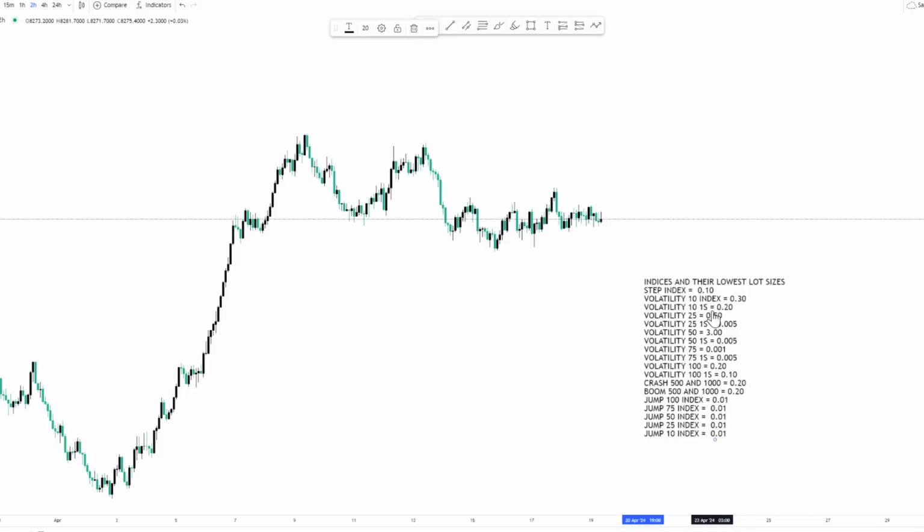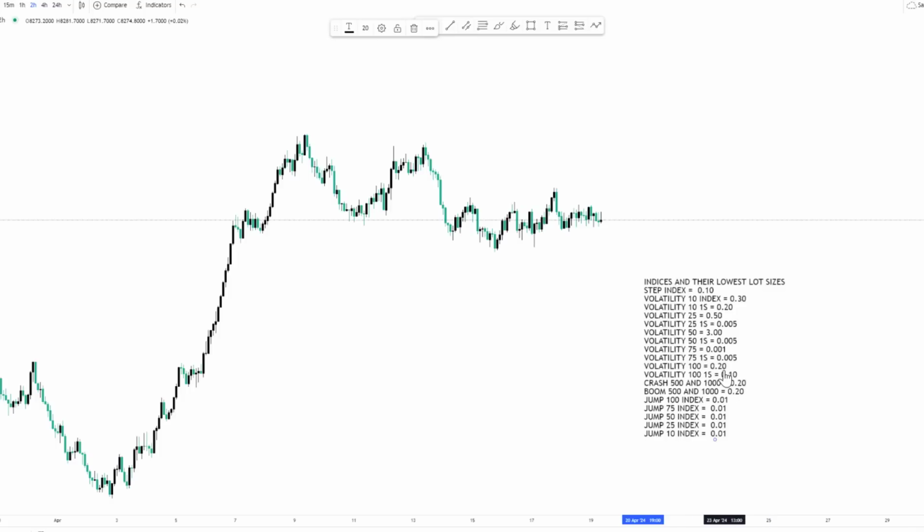For step index, this is the lowest lot size right here. For volatility 10, this is the lowest lot size. For volatility 10 1s, this is the lowest lot size. For volatility 25 itself, this is the lowest lot size here. And for volatility 25 1s, this is the lowest lot size here. For each and every one of them, you see jump index 100, the lot sizes are the same. Then for crash 500 and crash 1000, this is their lot size right here.